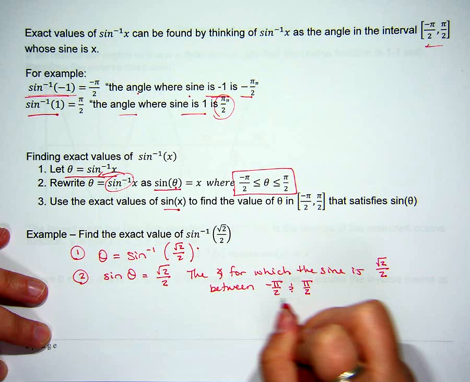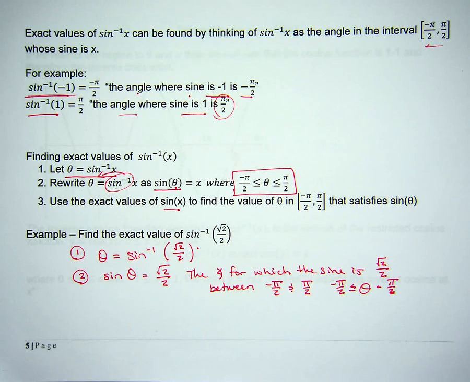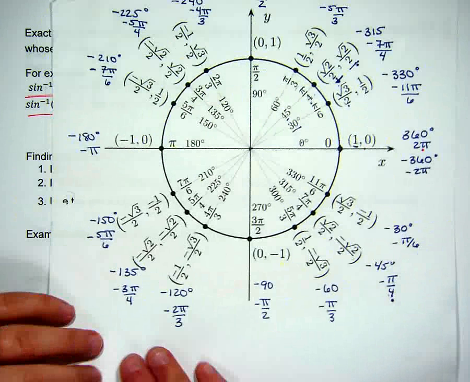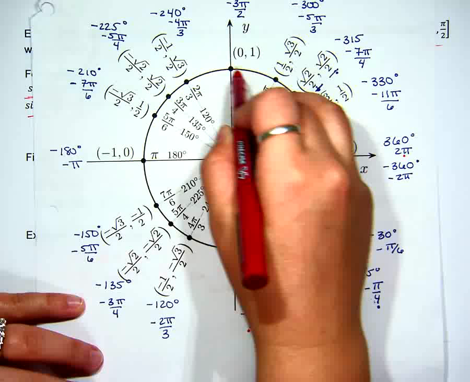Okay, like that. Now, let's go to our unit circle. Let's figure it out. Negative pi over 2, right? Negative pi over 2 to pi over 2. We're talking about this side of the unit circle.